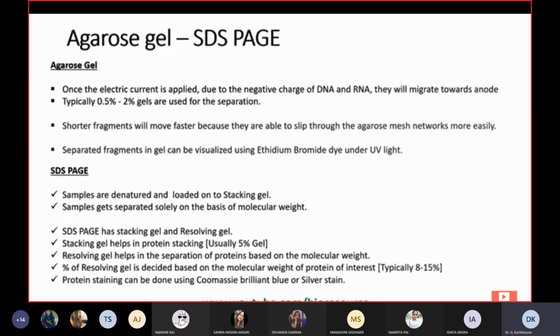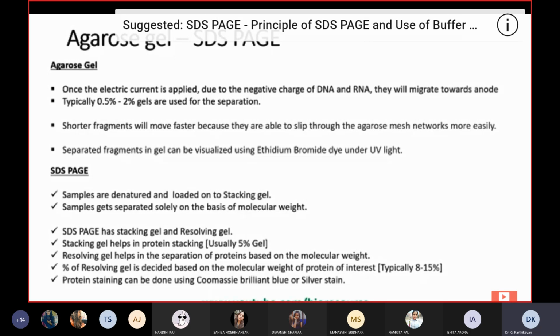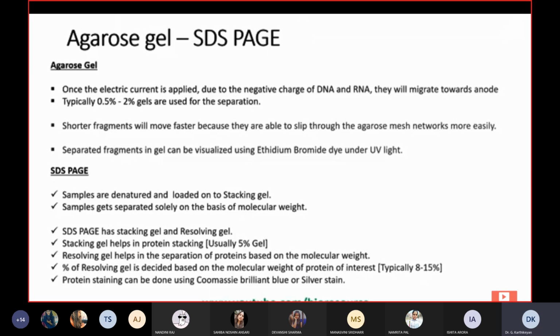Once the electric current is applied, due to the negative charge of the DNA and RNA, they will migrate towards the anode. The negative charge of the DNA is coming from the phosphate backbone. Typically, 0.5 to 2% gels are used for the separation. The shorter fragments will move faster because they are able to pass through the agarose mesh very easily. The separated fragments in the gel can be visualized using ethidium bromide dye under the UV light. That is an intercalating dye that binds to the DNA and can be visualized under UV light.